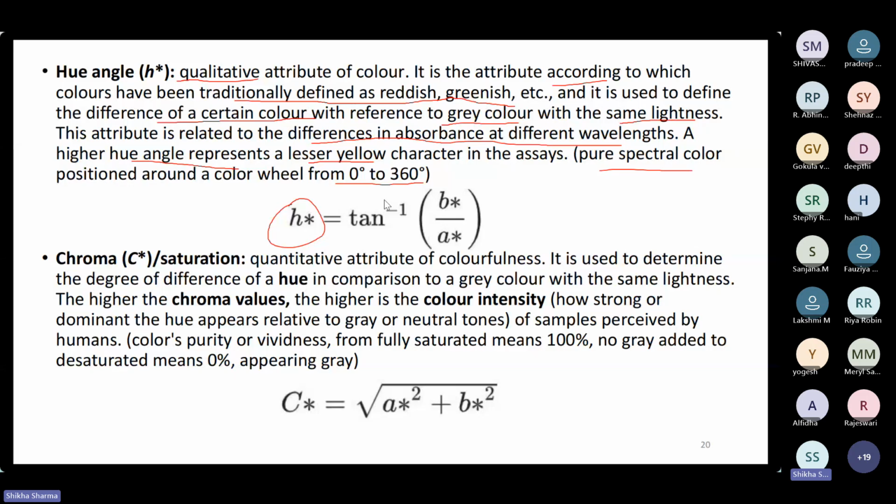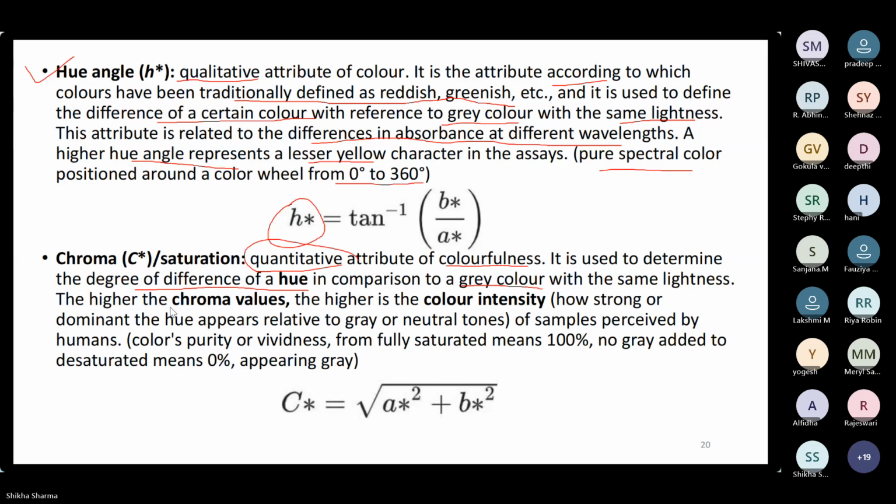Second is the chroma, which is also known as saturation. So this is quantitative one. This hue was the qualitative attribute of the colorfulness. So chroma is used to determine the degree of difference of a hue in comparison to the gray color with the same lightness. So how much is it different from gray color.